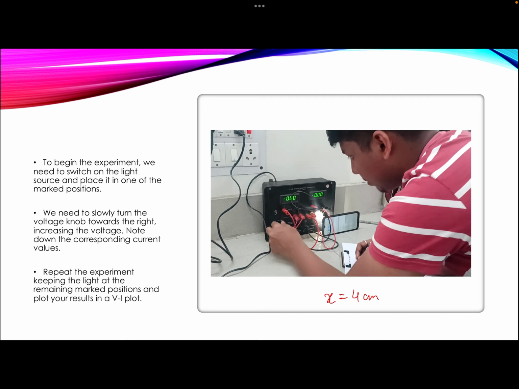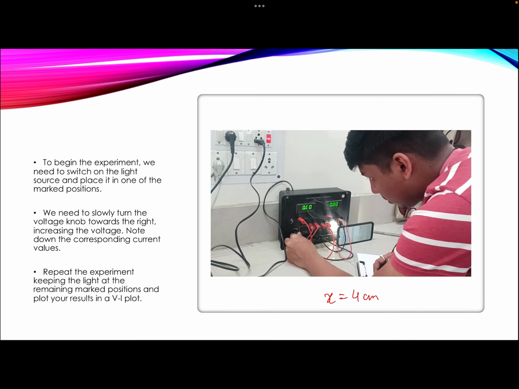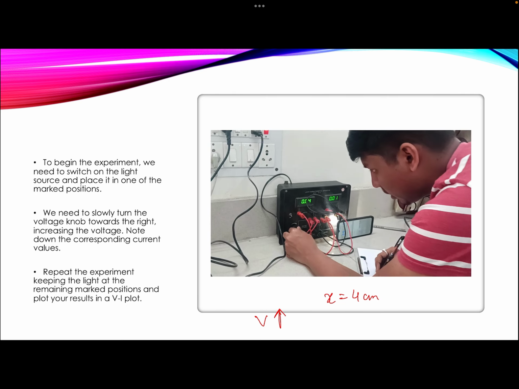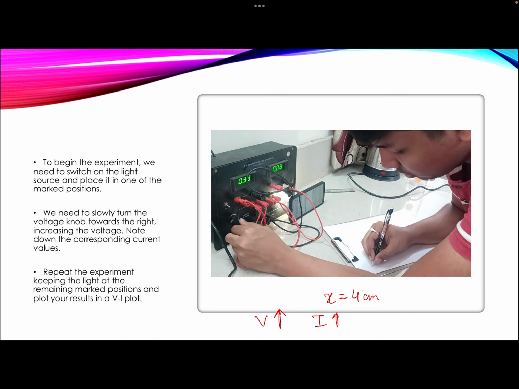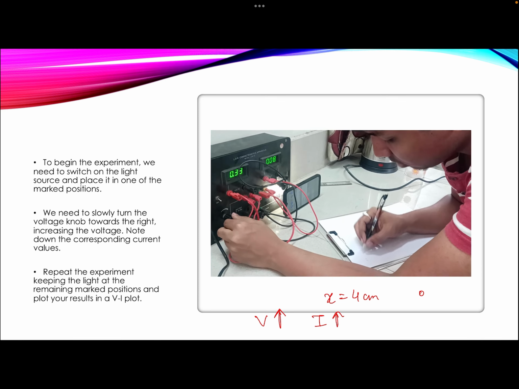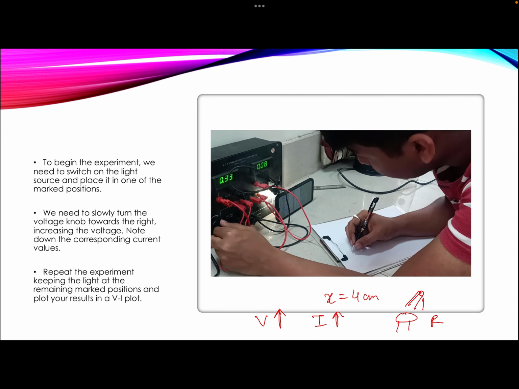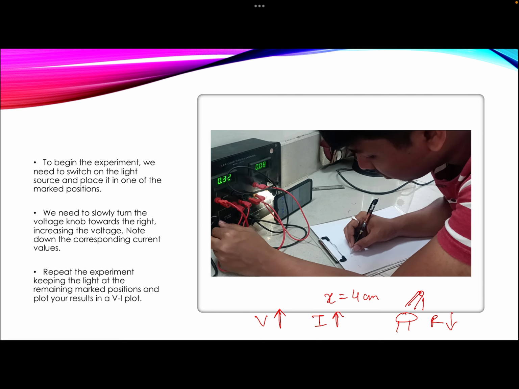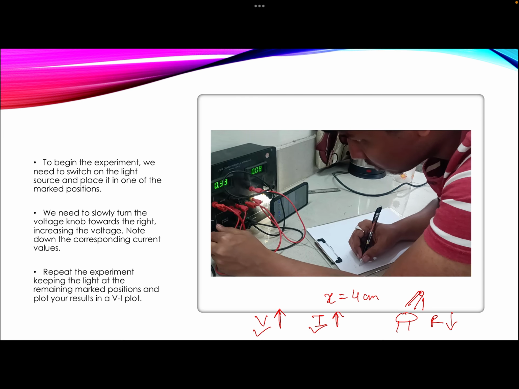You can see that as I am rotating the knob, I am increasing the voltage. Now we can see that there is an increase in the current, because we started to shine light on the LDR, and in this case the resistance has decreased, because of which we can see a change in current with the change in voltage.